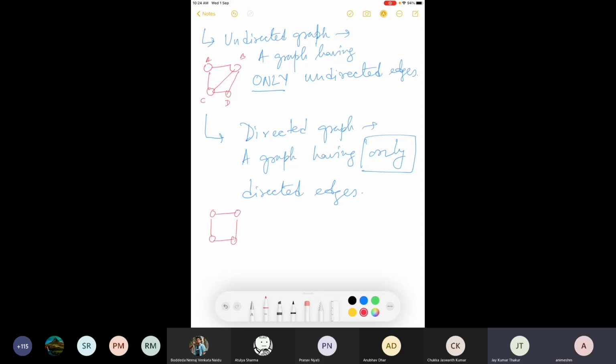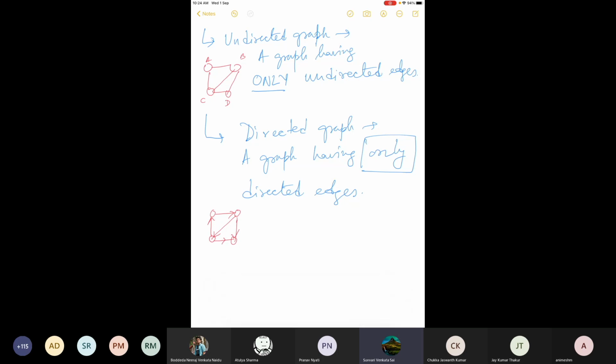Sir, can we have a graph which contains a mixture of these two edges? No, no, that is by definition not allowed. Okay, sir. So can two edges intersect? Like, can we have an edge between AD in an undirected graph? Absolutely.